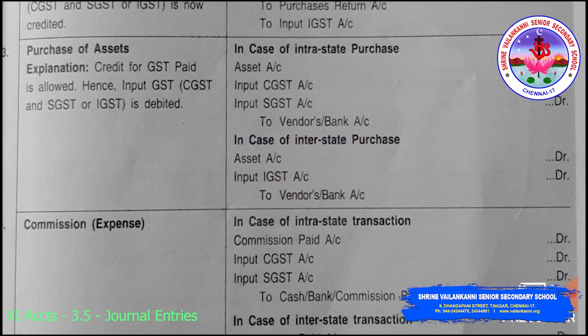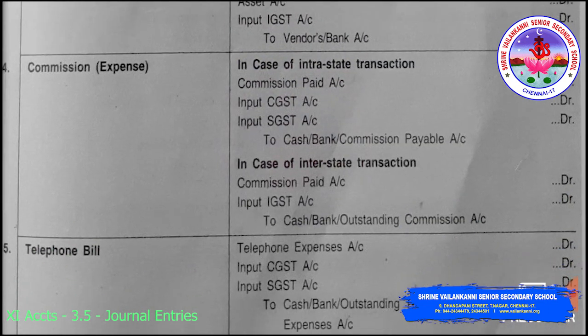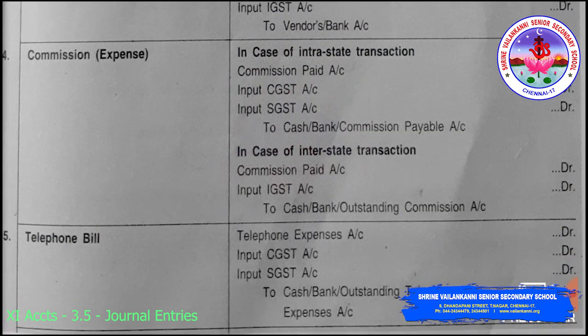Then commission expenses, in case of intra-state transaction. You have commission paid. It's an expense. So you're debiting commission paid account, input CGST account, input SGST account to cash, bank, or commission payable account. In case of interstate transactions, you have commission paid account, input IGST account to cash, bank or outstanding commission account.